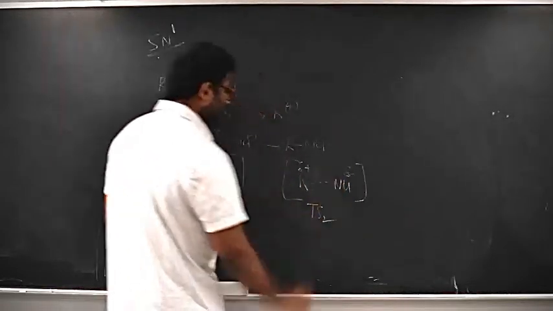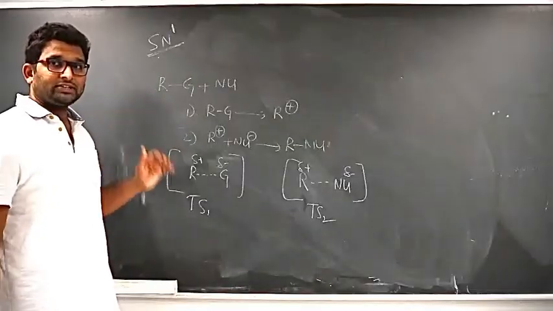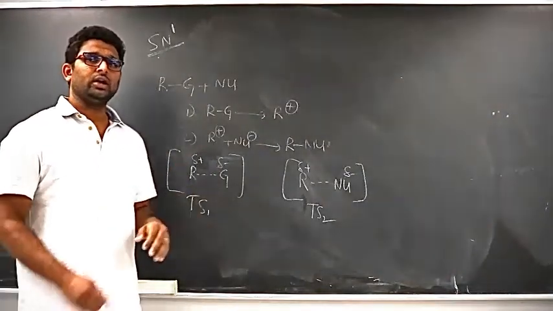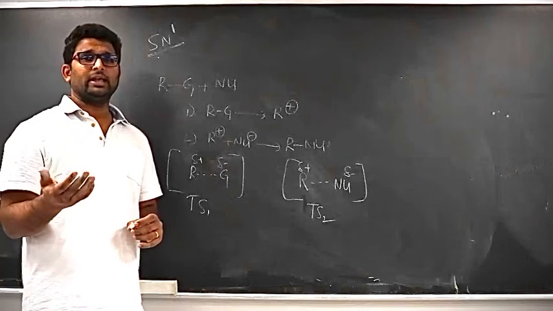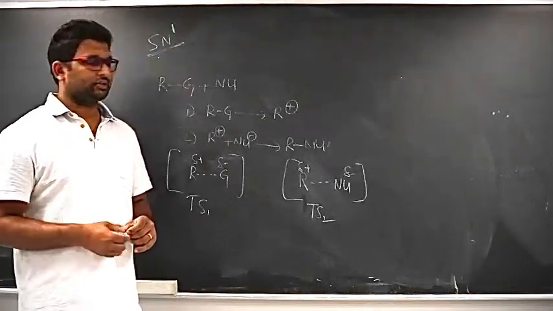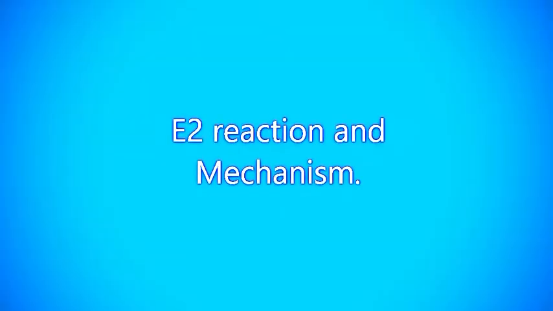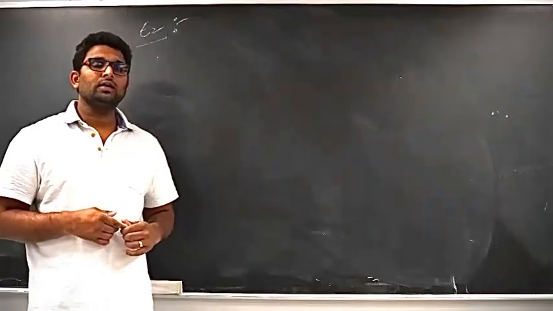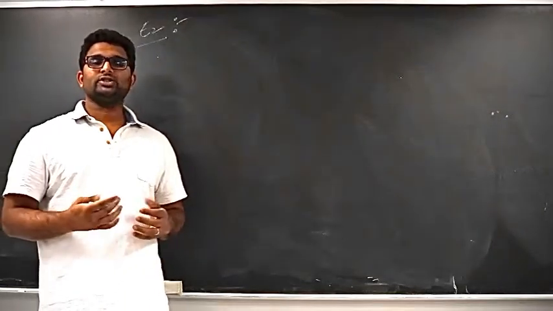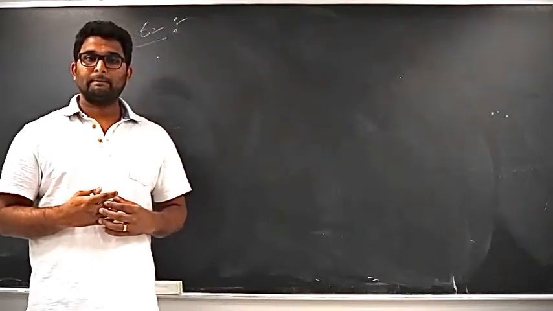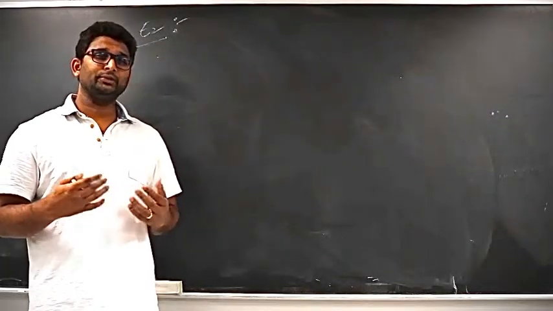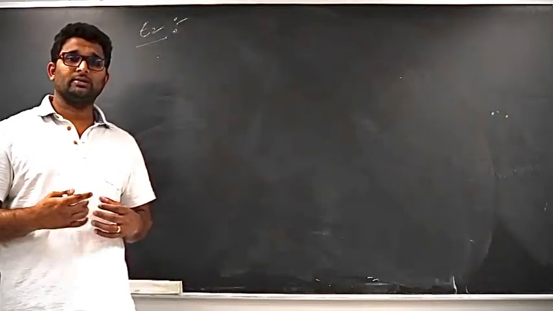Transition state 2. The SN1 reaction will have two transition states, unlike SN2, because SN2 will have only one transition state. Now we talk about elimination reactions. Elimination reactions are nothing but removing any two substituents from any starting material or substrate.